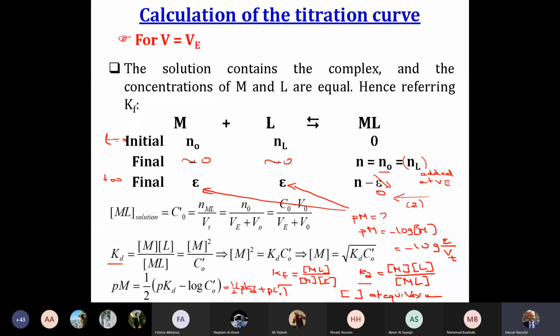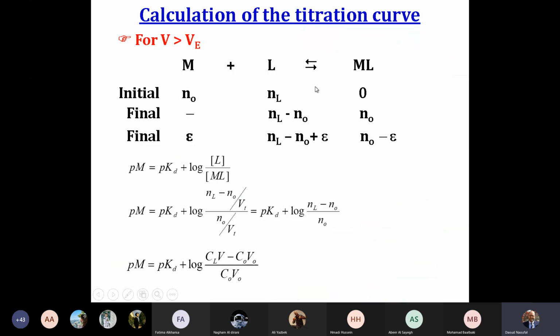What is the pM of the ML donor? It is equal to half, like the pH of HA. The analogy is ML for HA, Kd for Ka, and pM for pH. So pH equals half pKa plus pC0, and here pM equals half pKd plus pC prime 0. This is the same analogy as the acid base.